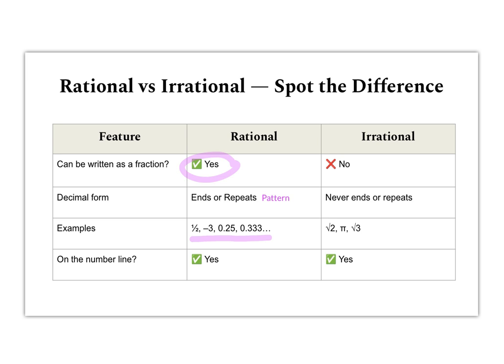The answer is yes. Irrational numbers cannot be fractions. No. And they can have a decimal form, but it never ends and never repeats. The trick here is it does not have a pattern. For example, square root of 2, pi, square root of 3, square root of 5, square root of 17, and so on. Can we find this on the number line? The absolute answer is yes.